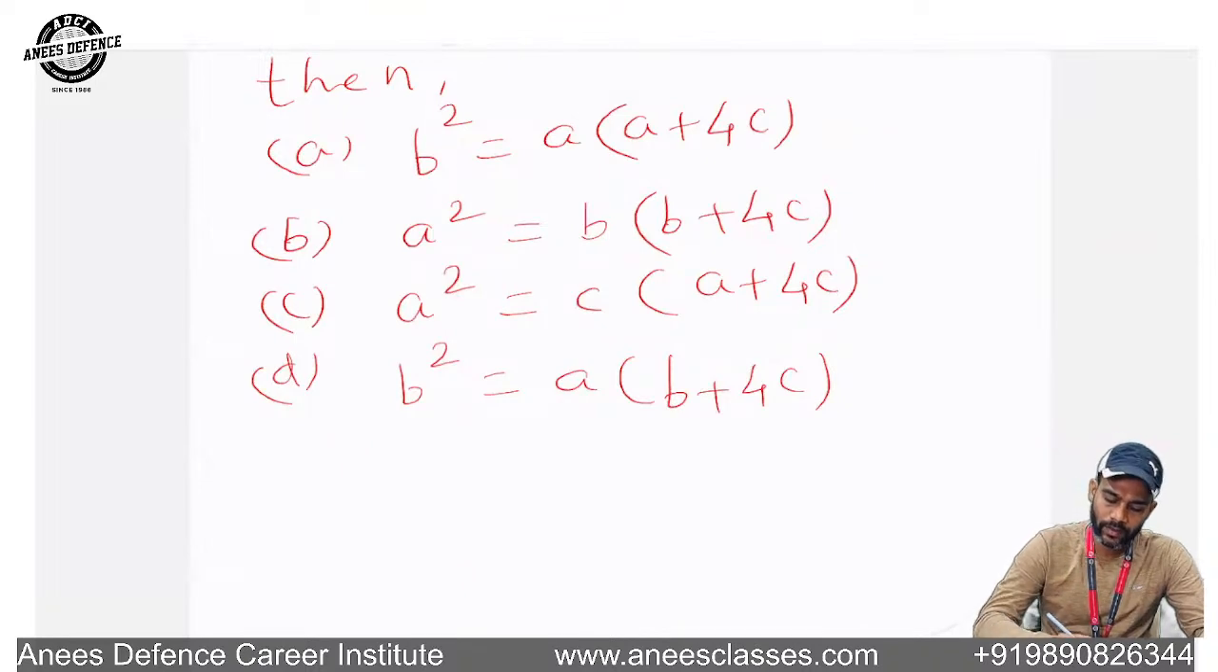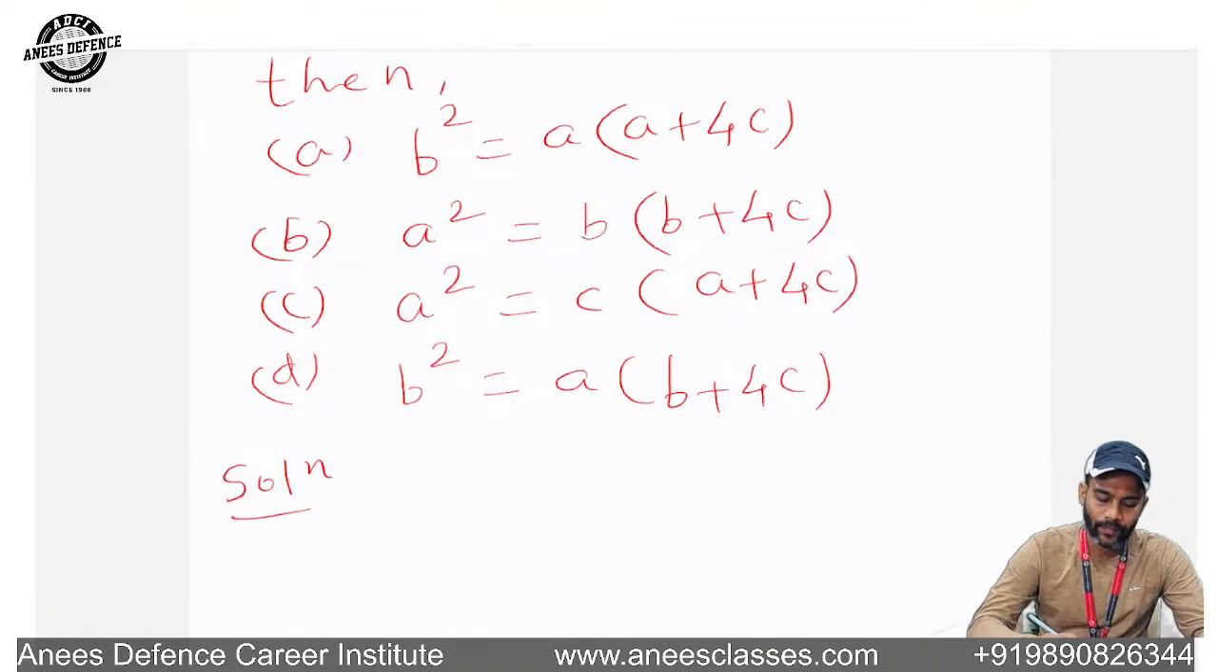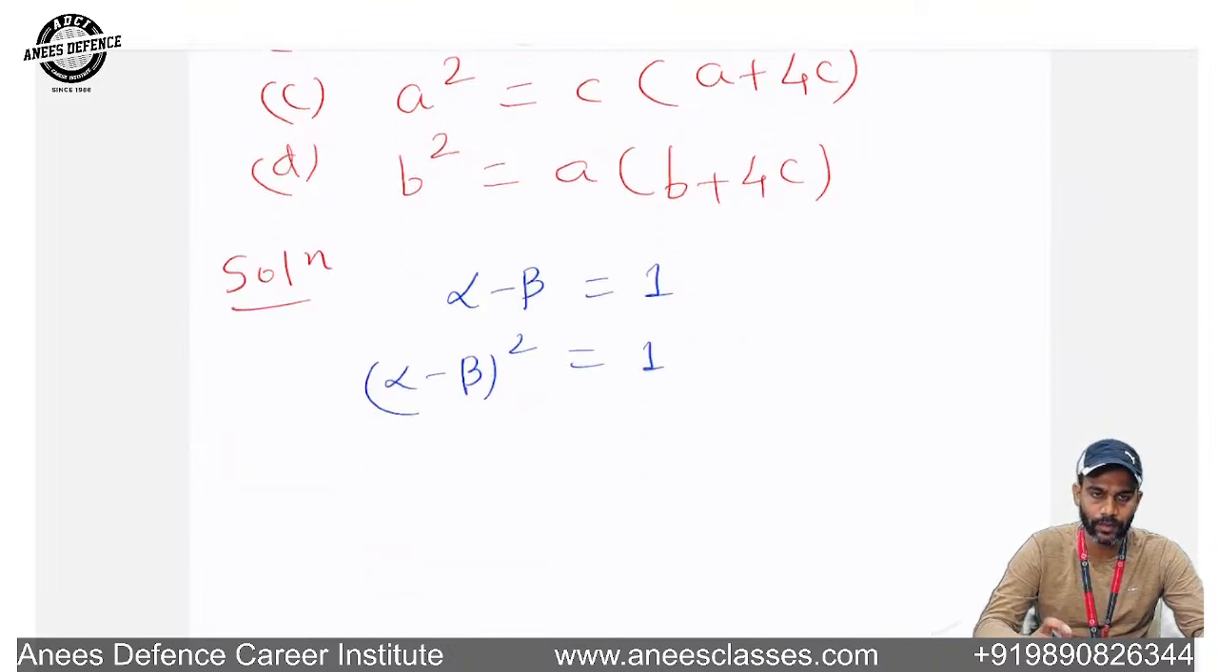Okay. See here. Let us solve it. What is the difference of roots? Alpha minus beta. Yes or no? Alpha minus beta is equal to 1. So if I square both sides, what will I get? Alpha minus beta whole square is equal to 1. 1 square is 1 only.